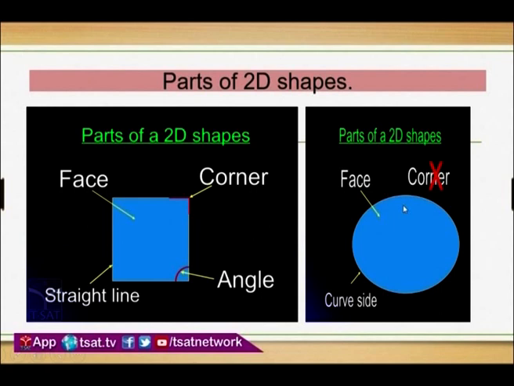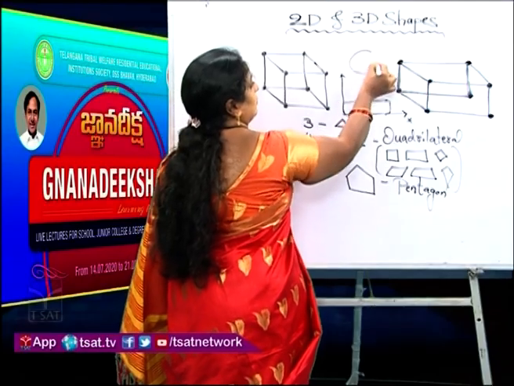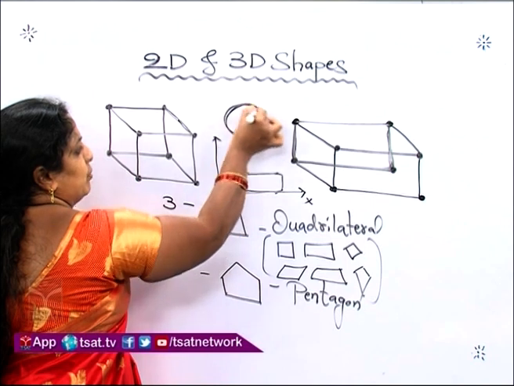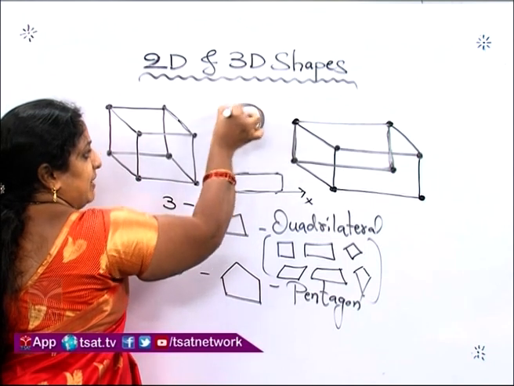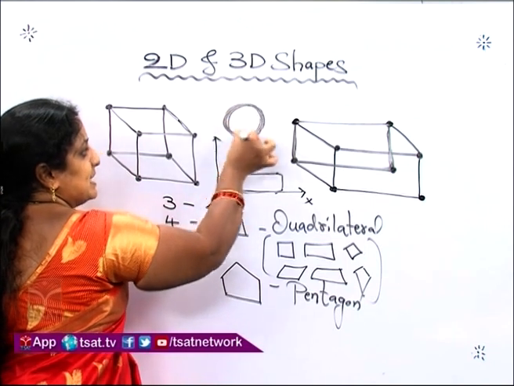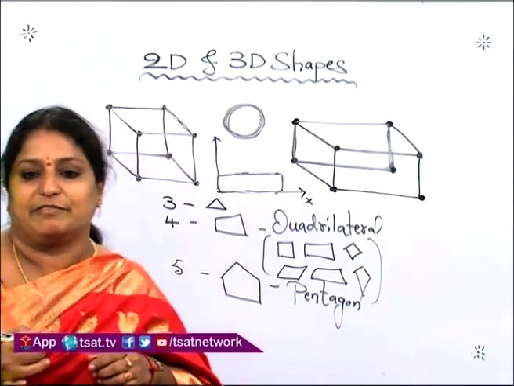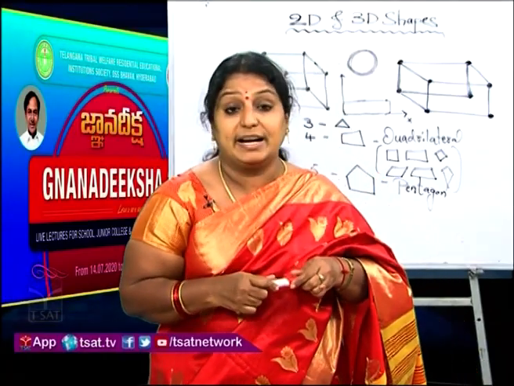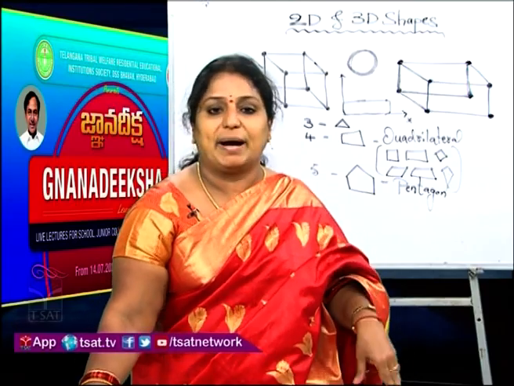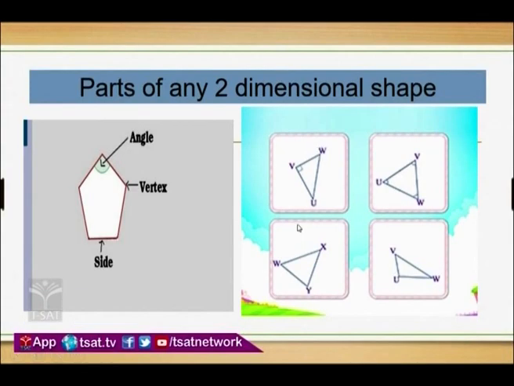Suppose I draw a circle on the board. This is called the circumference, where I am rotating my marker. This is called a circumference. That circumference is called a curved edge. So these are the parts of the 2D shape, and not only those figures, but any picture you take.